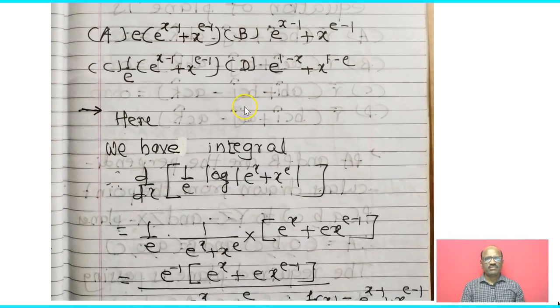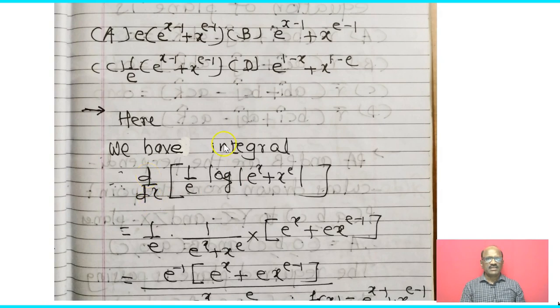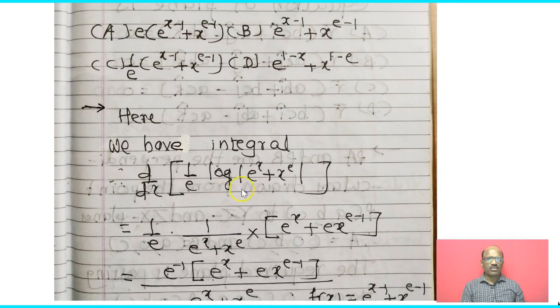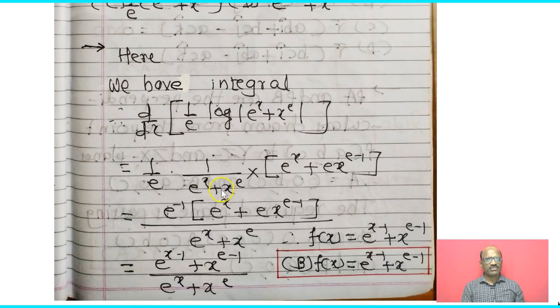Now here we have the answer of this problem, d/dx of 1 upon e log of mod of e raised to x plus x raised to e, and find out its derivative. That is 1 upon e dot 1 upon e raised to x plus x raised to e. Derivative of e raised to x is e raised to x, and derivative of x raised to e is e into x raised to e minus 1.